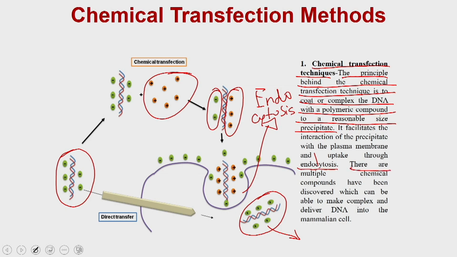Several chemical compounds have been discovered which can make complexes and deliver DNA into the mammalian cell. Let us see what these methods are.